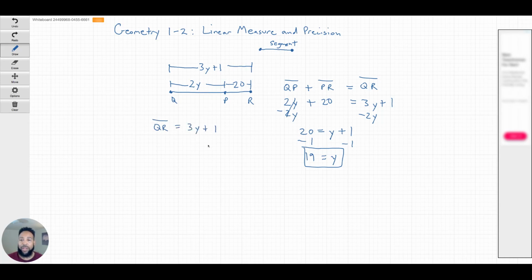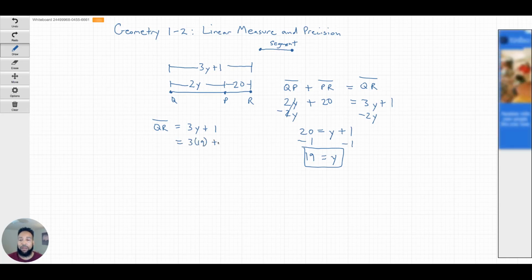But we're not complete yet. If we're looking for segment QR, that is equal to 3y plus 1. So what we have to do now is add in the y in order to find out that segment. So this would be 3 times 19 plus 1. If you come off to the side, 19 times 3 is 57. So you have 57 plus 1, which equals 58. So that is your answer for QR.